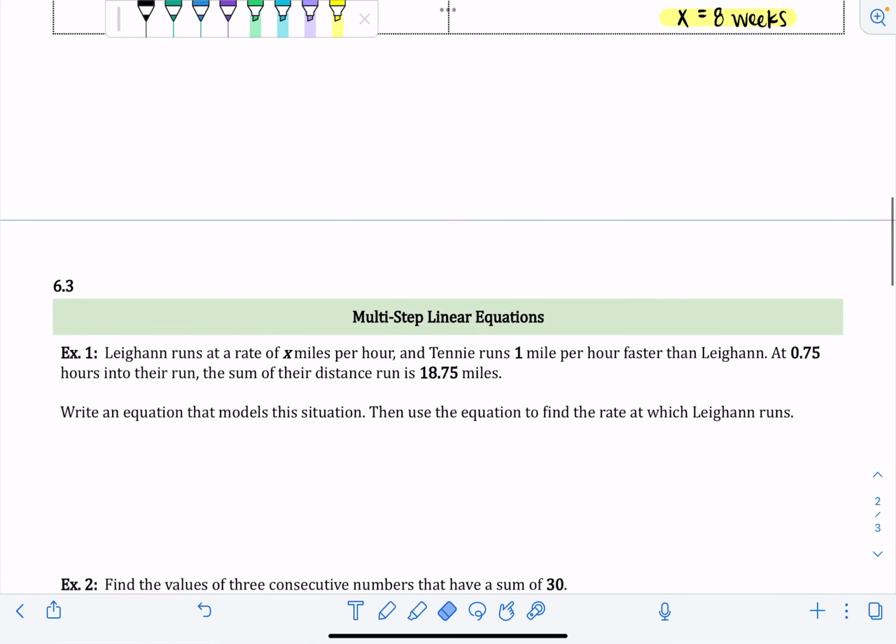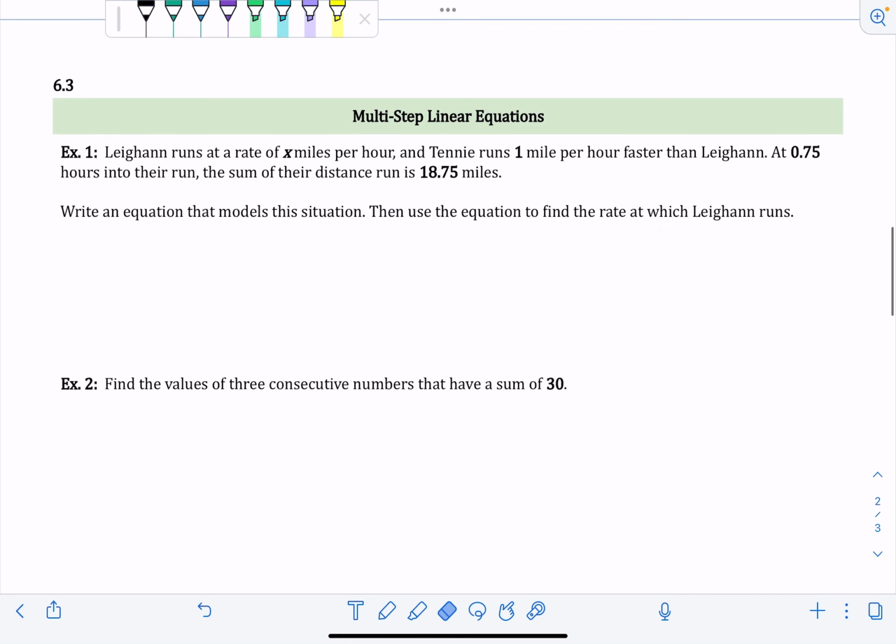Okay, and then moving down to 6.3. So last couple of problems. I know this is the longer one, I'm sorry. So 6.3 is multi-step linear equations. Leanne runs at a rate of x miles per hour starting off right here, and Tenny runs 1 mile per hour faster than Leanne. At 0.75 hours into their run, the sum of their distances is 8.75 miles. Write an equation that models this situation, and then use the equation to find the rate at which Leanne runs.